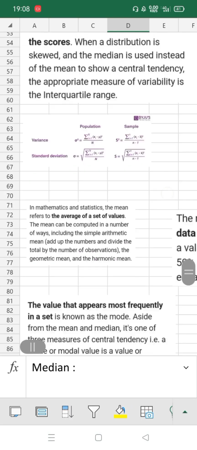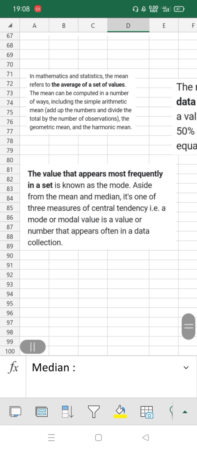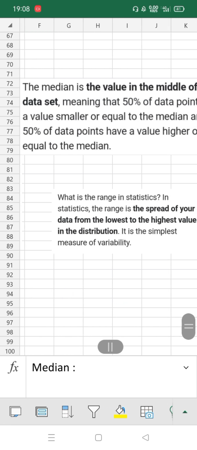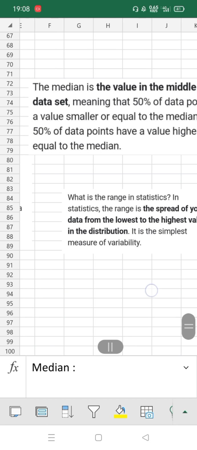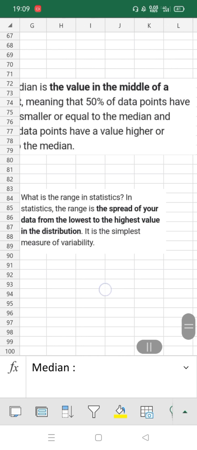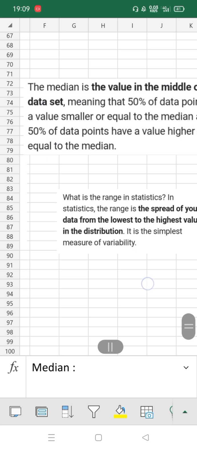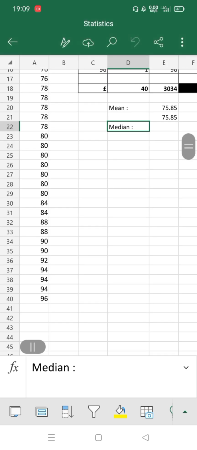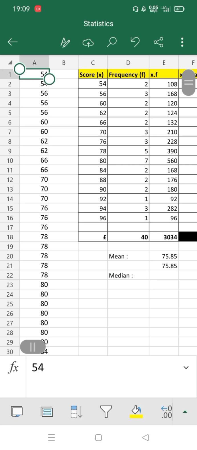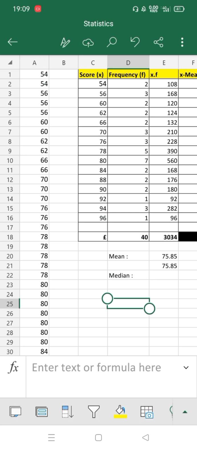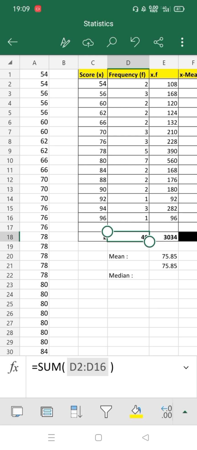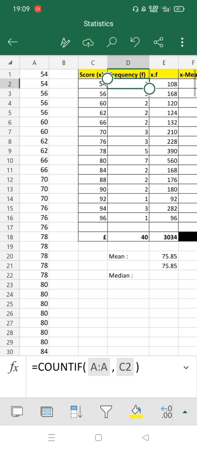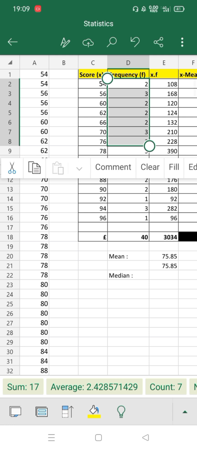Okay, for you guys who are still wondering what the median is, the median is the value in the middle of a data set, meaning that 50% of the data points have a value smaller or equal to the median, and 50% of data points have a value higher or equal to the median. Since the data we have is 40, to look for the median, we take 40 divided by 2, which is 20, and look at here until we find 20.